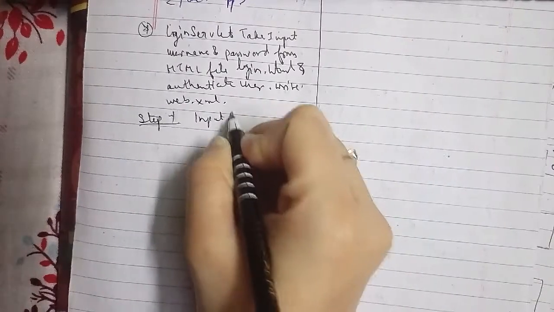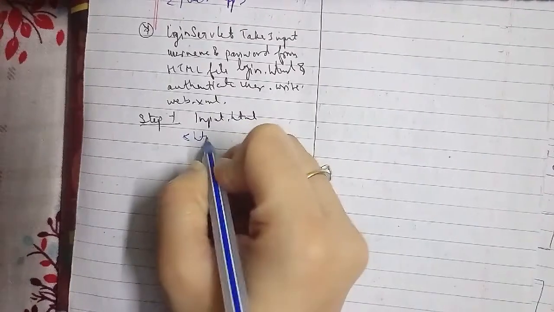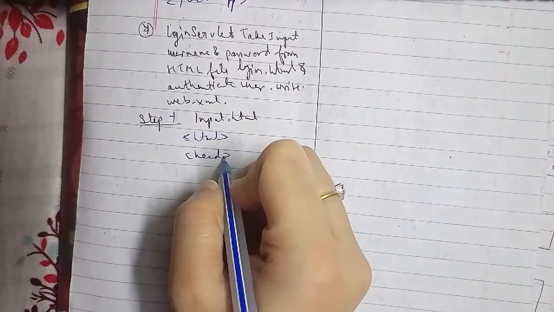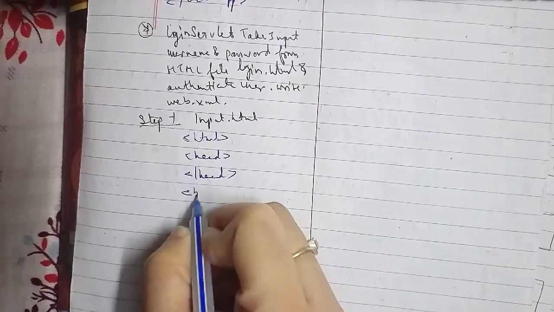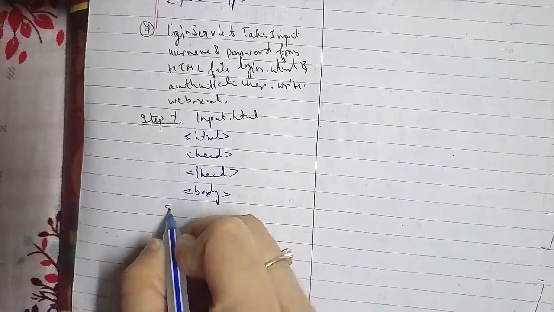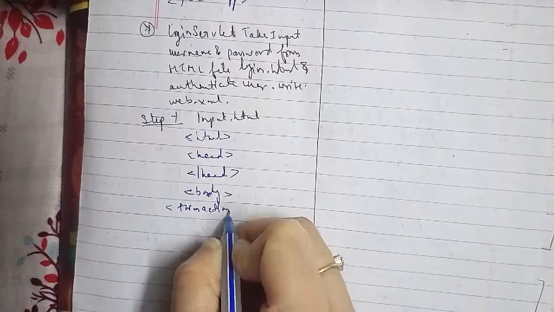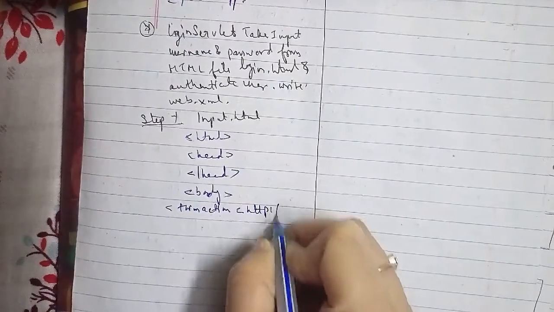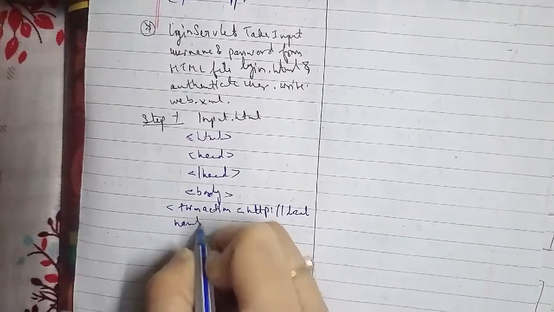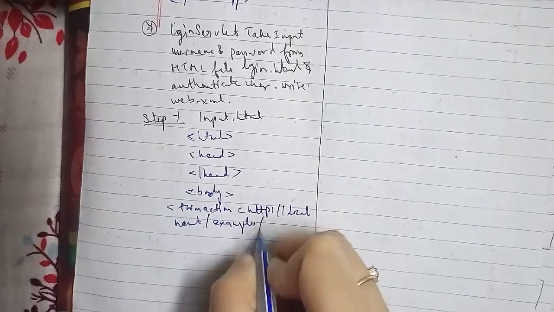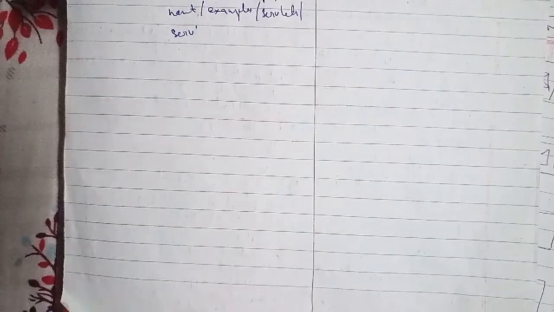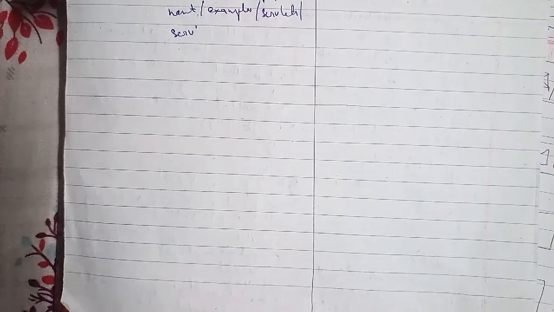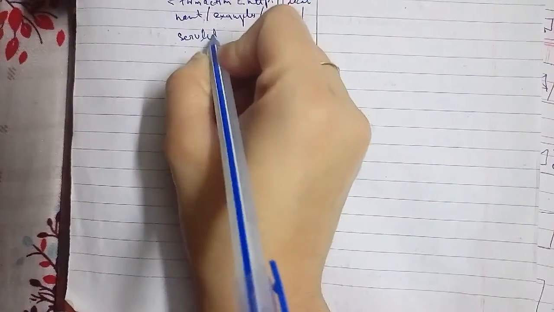So we'll start with that, that is your HTML head, and then after that head closing as well, then body start, then form action equals to http://localhost/examples/servlets/ servlet login servlet, method equals to get.